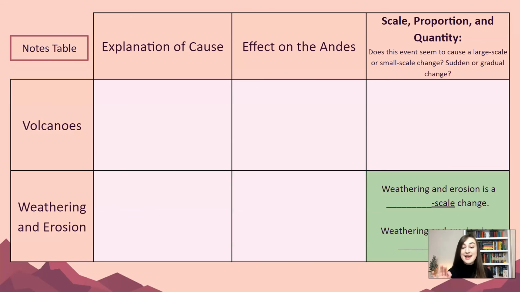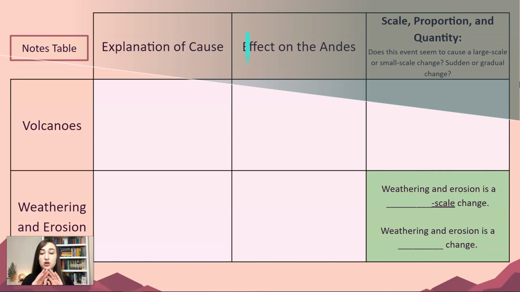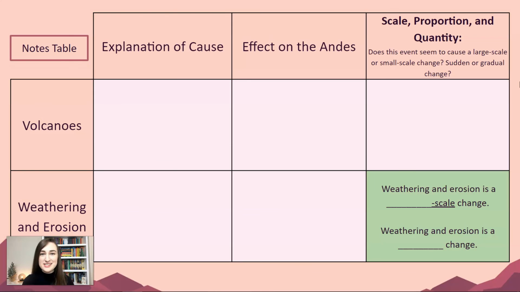Okay, let's move on to the last cell. Okay, I moved myself so we can see this whole thing. So our last question is large scale or small scale, sudden or gradual change. You can write something like weathering and erosion is a blank scale change. And we have to do both here. Weathering and erosion is a blank change, so sudden or gradual. And you may have to explain your answer a little bit for this question. Pause this video, make sure all of this notes table is filled out. Okay, good to see that your notes are filled out. Let's move on to the next question.